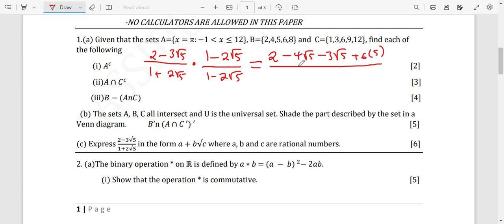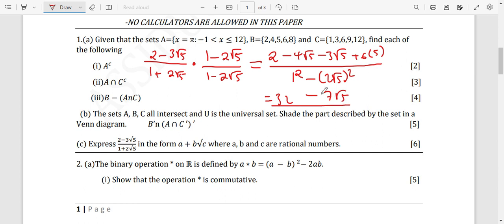And then in the denominator, when you're multiplying a number by its conjugate, you get the first number and square it, minus the second one, the 2 root 5, which you also square it. So this 6 times 5 is a 30. So 30 plus 2, that will give us a 32. Negative 4 minus 3 root 5, that will be negative 7 root 5.